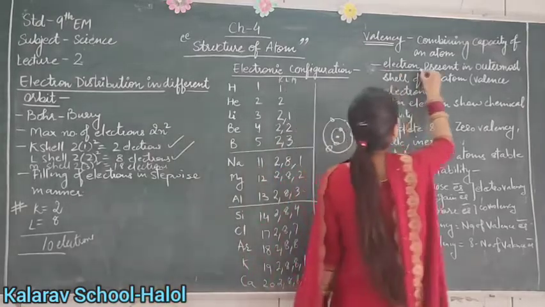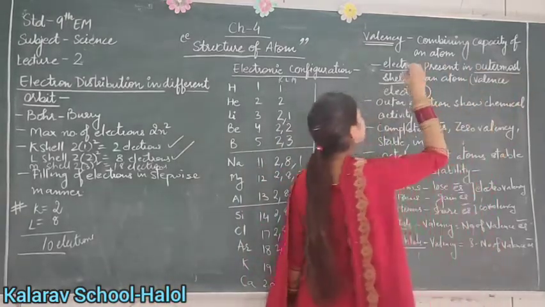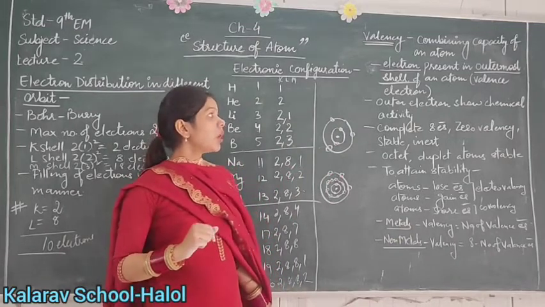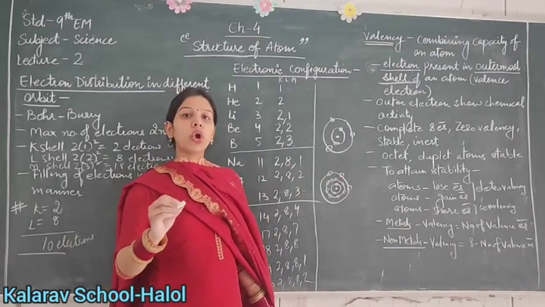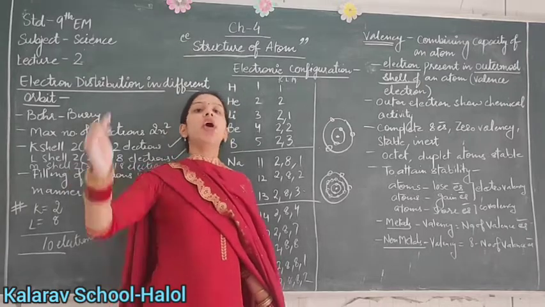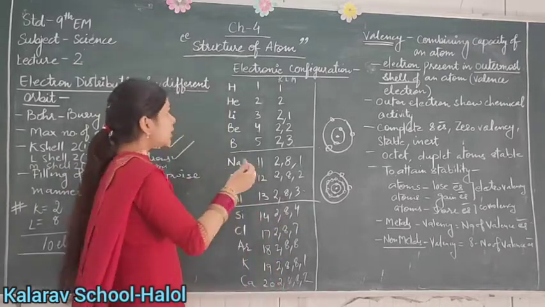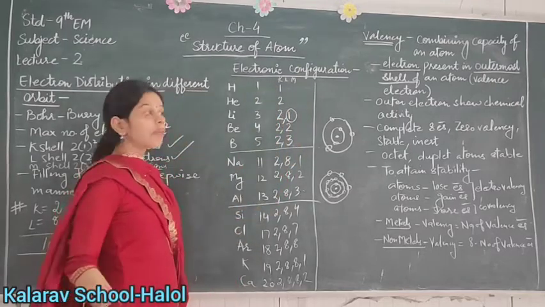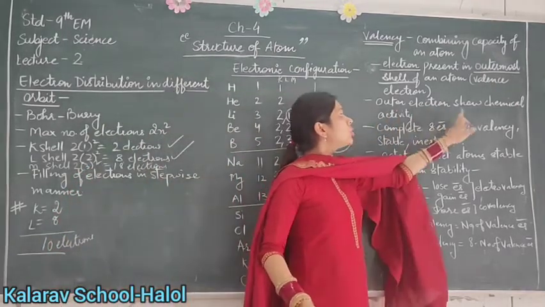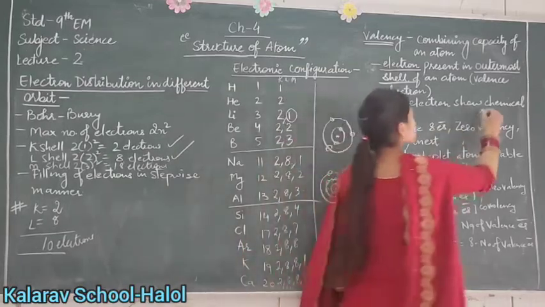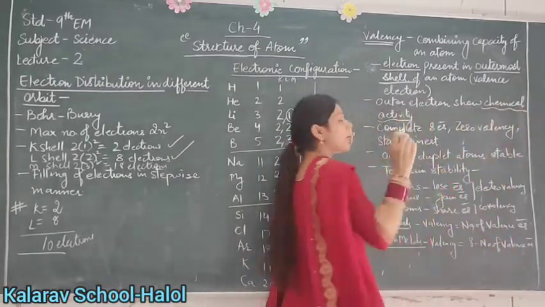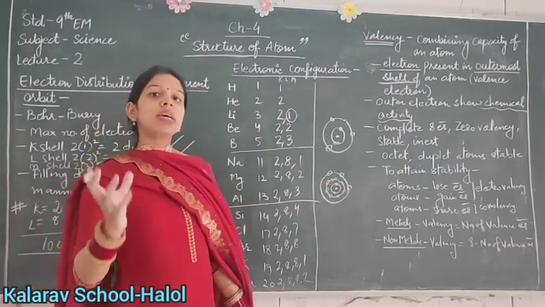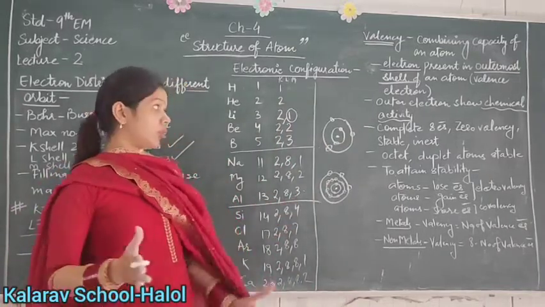Electrons present in the outermost shell are called valence electrons. These are the valence electrons present in the outside of the shell. Just like that, you can see the largest shell is L. So one is the valence electron. The outer electrons show the chemical activity. How the atoms combine, what type of chemical reactions they show, is always done by their outer electrons.